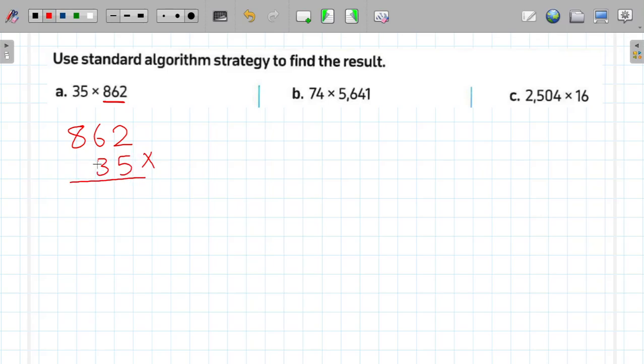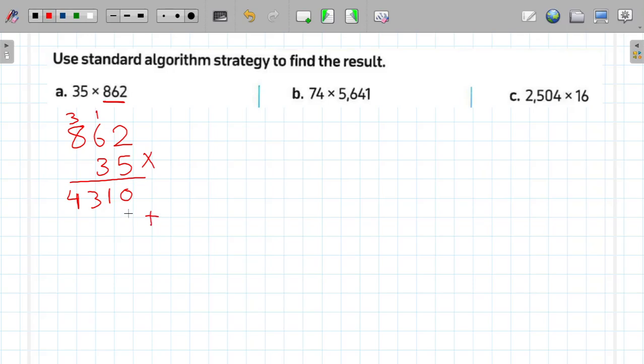Okay, so I will multiply by 5 first. So I have 5 times 2 equals 10. So I will write 0 and carry up 1. 5 times 6 equals 30, and plus 1 equals 31. So I will write 1 and carry up 3. 5 times 8 equals 40. 40 plus 3 equals 43. So I have 3 and 4.